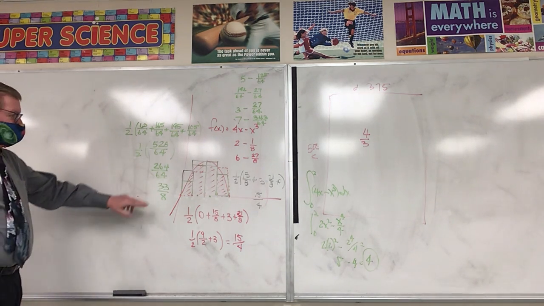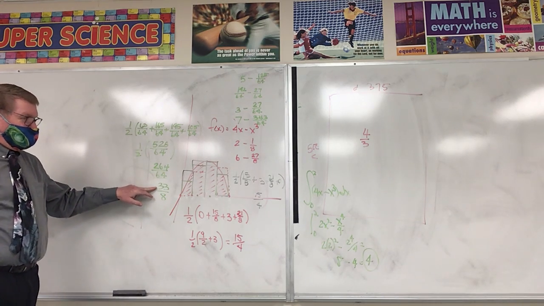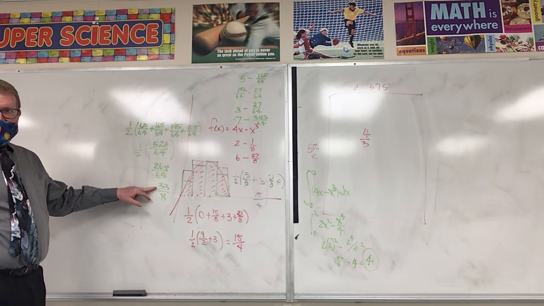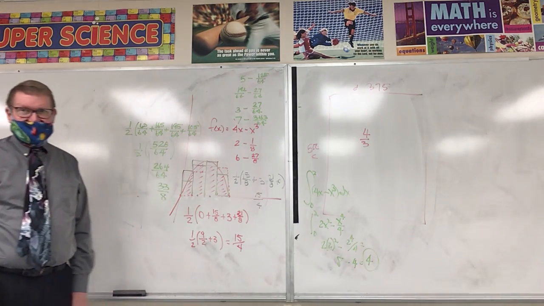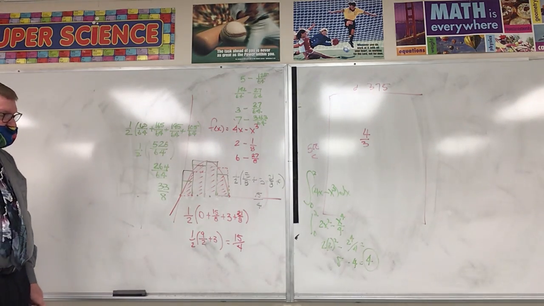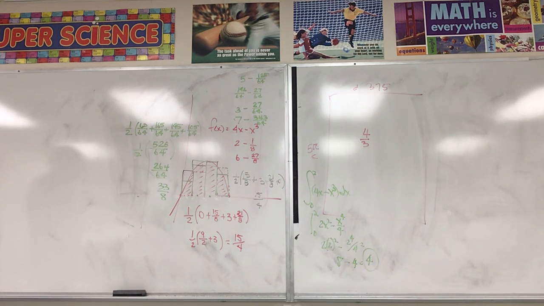Alright, so I'm very close. 8 goes into 33, 4 and an eighth. Alright, so I'm close. 4 goes into 15, a little bit less than 4. Alright, 3 and 3/4. So we're very close on all my rectangular approximations to the actual. Okay?